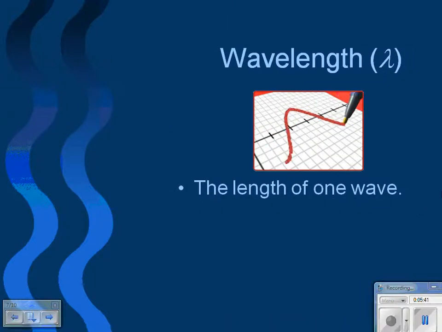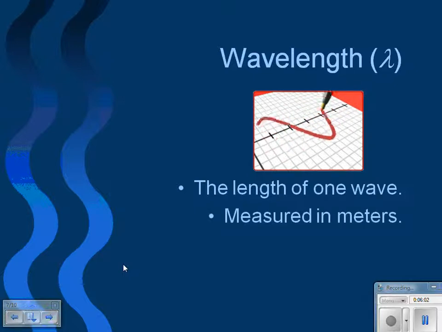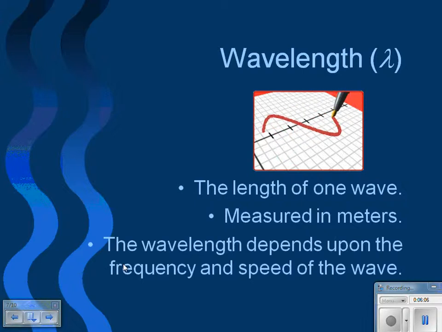So wavelength. That symbol there is called lambda. And it's basically a fancy upside-down Y. So you just go like that. If you draw that, everyone will know what you're talking about. My lambdas are not very good. So wavelength, this is the length of one wave. Measured in meters, because meters is our standard unit of measurement for length. Wavelength depends on the frequency and speed of the wave.